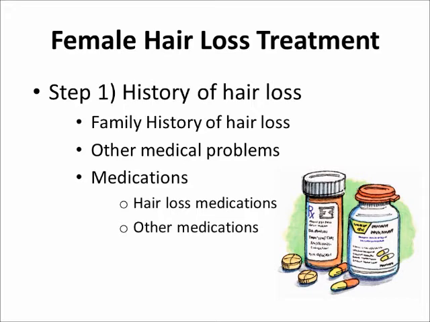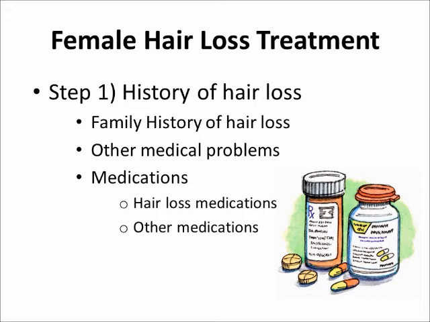Step 1 is history of hair loss. Every doctor should ask about family history of hair loss. A lot of women have immediate family members, female members, who have similar patterns of hair loss, because female pattern hair loss in many cases is genetic, and we should find some sort of connection with other family members.